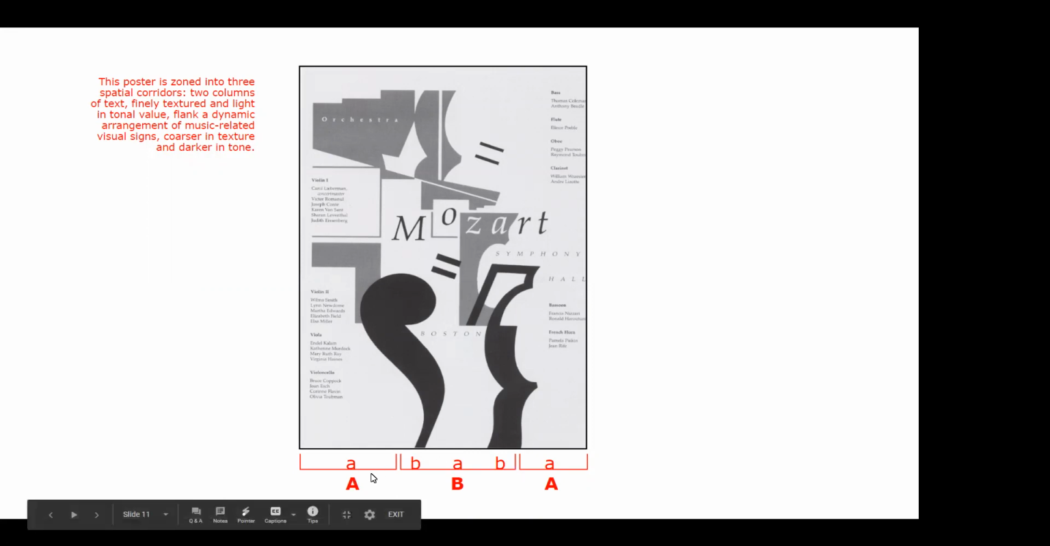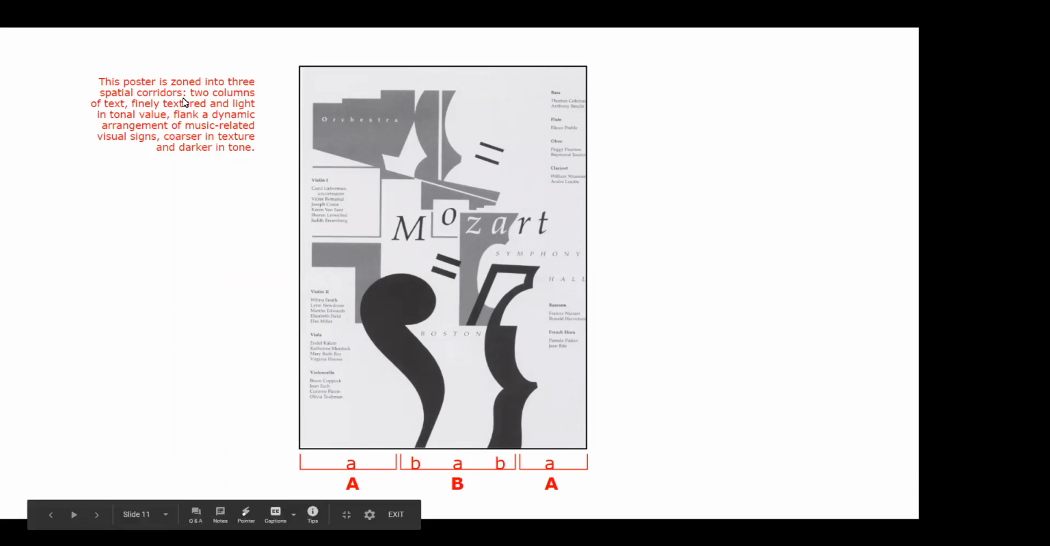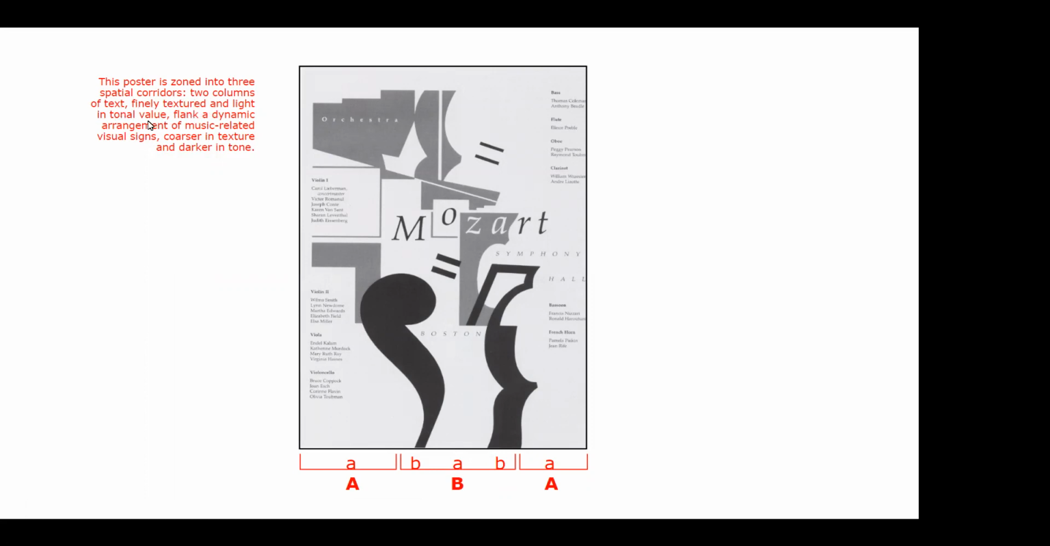So overall it is ABA: similar, contrast, similar. But inside, similar, contrast, similar. So this poster is divided into three spatial corridors: two columns of text, finely textured and light in tonal value, flanking a dynamic arrangement of the music-related visual sign, coarser in texture and darker in tone.